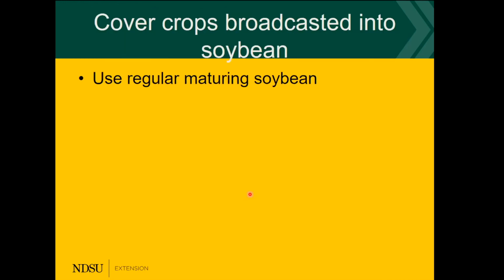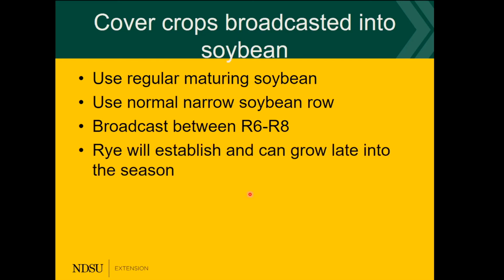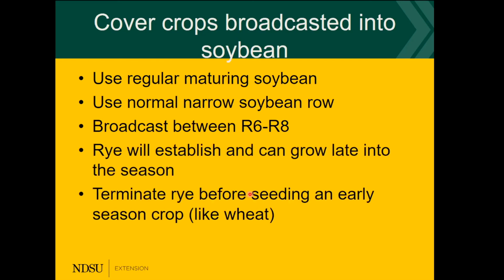So the last slide here: what did we find? Cover crops broadcast into soybeans. You use a regular maturing soybean. If you use an early maturing soybean, you're going to lose or reduce your yield. If you have narrow row spacing, it is better to interseed rye into the narrow row spacing, because you're out-yielding with the narrow row spacing versus the wide, and you don't have the benefit of extra rye growth. Broadcast between R6 and R8, the rye can establish very late into the season, and we can terminate the rye before seeding an early season crop like wheat.